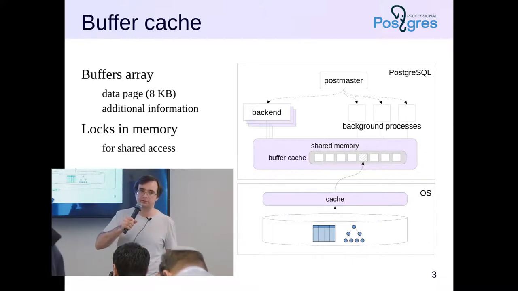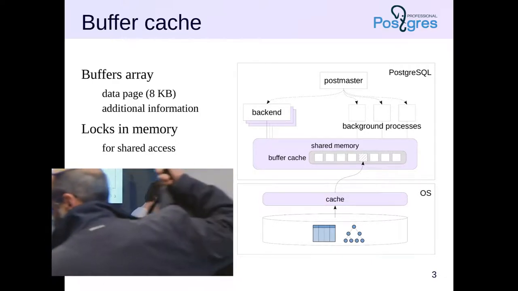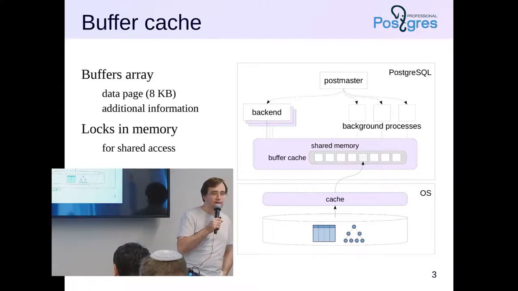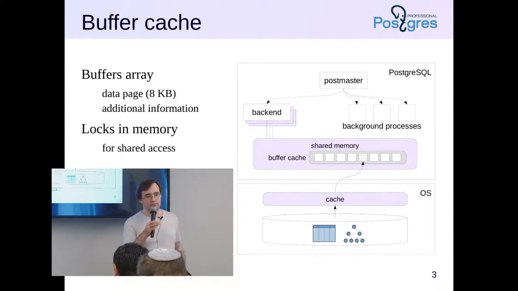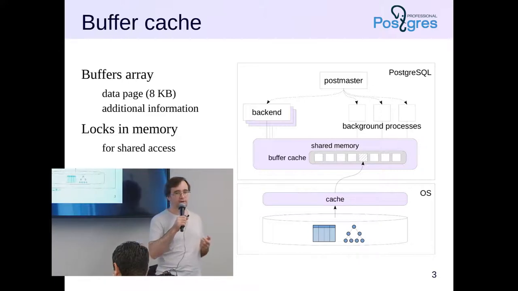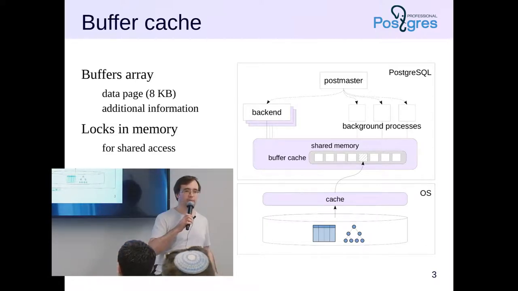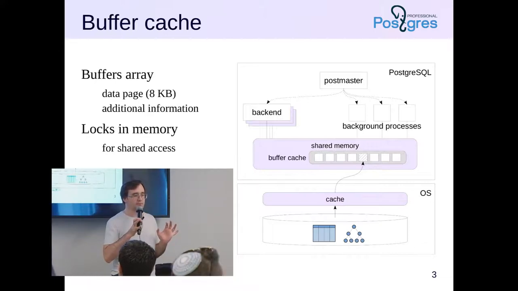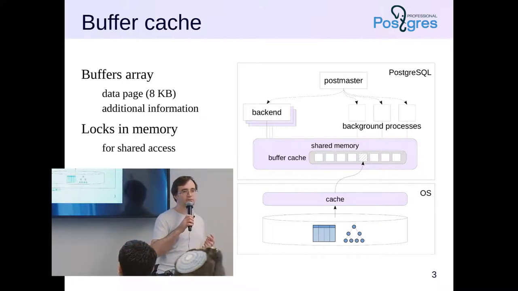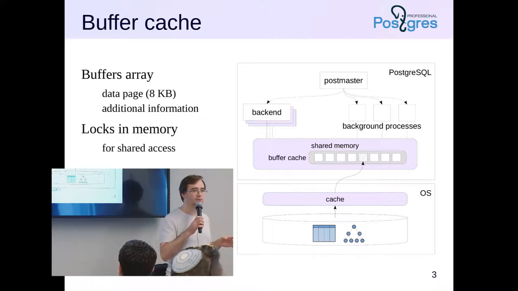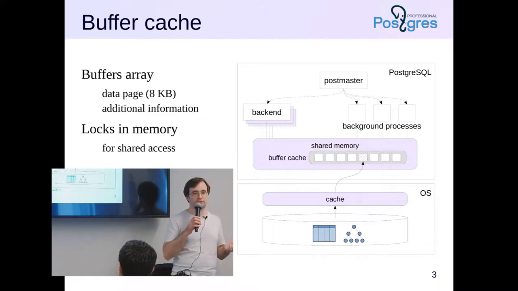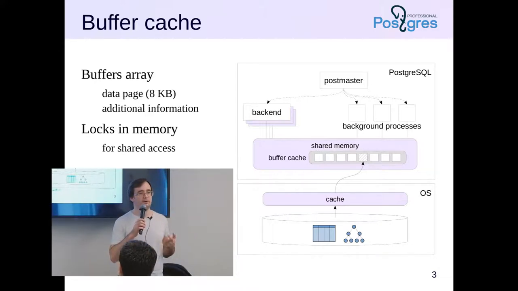I already mentioned it. Buffer cache is required because we have a very large difference in operating speeds: the operating speed of disks, which is slow, and the operating speed of memory, which is fast. So we have part of shared memory which is reserved for buffer cache. When we read something from disk, it goes to buffer cache and stays there, so we can use this information without accessing disks, without performing I/O operations.